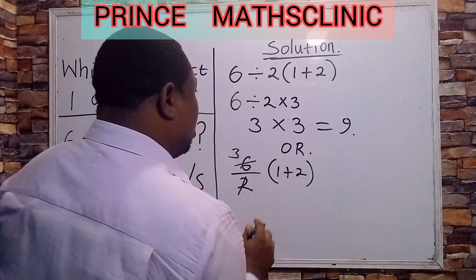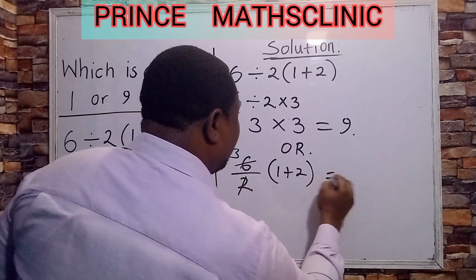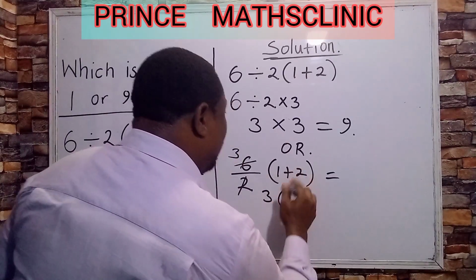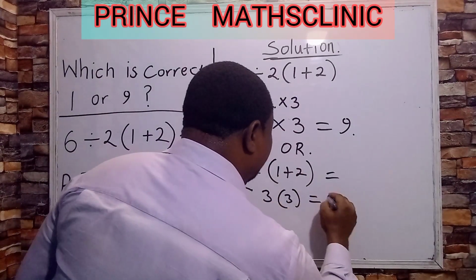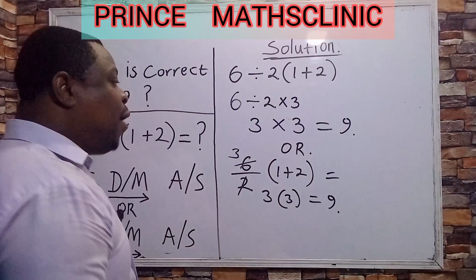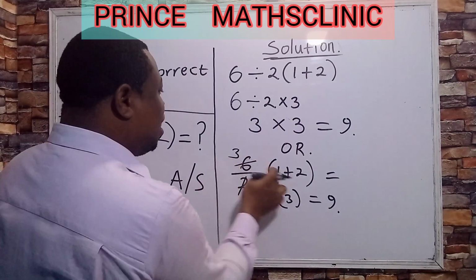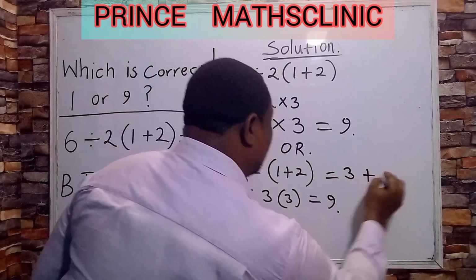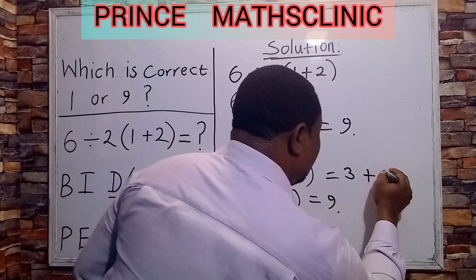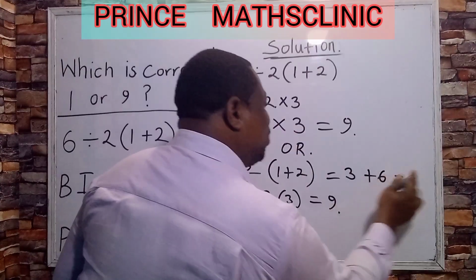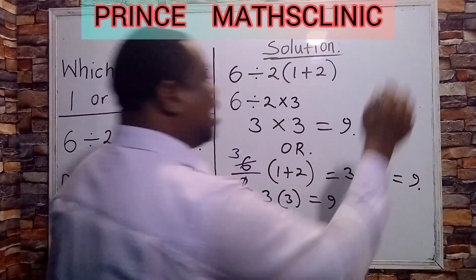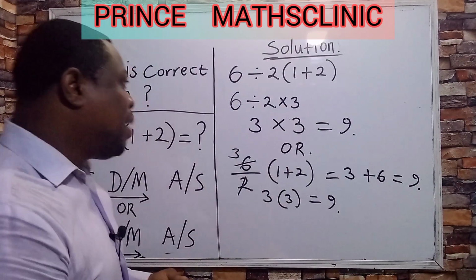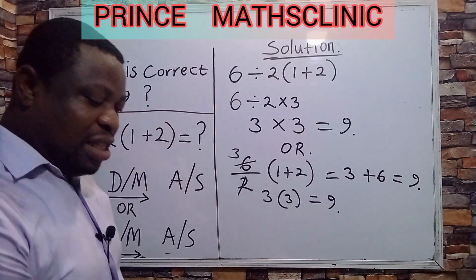Then this means multiplication, right? So what does that mean? It means 3 in bracket. 1 plus 2 is 3. 3 times 3 is what? 9. Or you can even expand this bracket. 3 times 1 is 3 plus 3 times 2 is 6. Then if you add 3 to 6, you still get what? 9. So these are the ways you can solve this particular question to obtain 9.